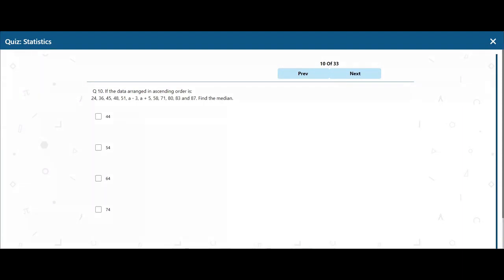Next is Naveen. You have to answer this. Now they have given the median. You have to find the median. Data is arranged in ascending order. Twelve are there.